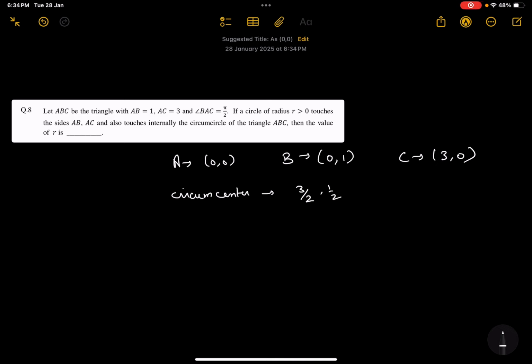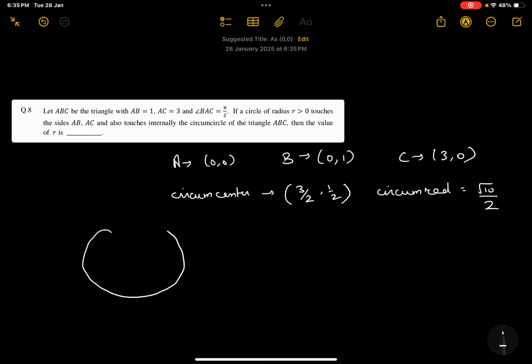We'll start by defining a coordinate system with A as the center, rather the origin, and the x-axis along AC and y-axis along AB. That gives us the circumcenter as the midpoint of BC and the circumradius as root 10 by 2, which is half of the distance BC.